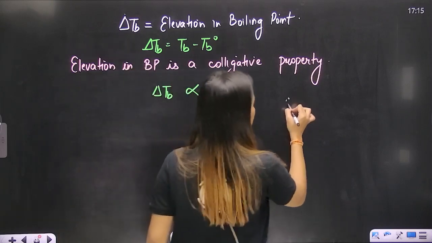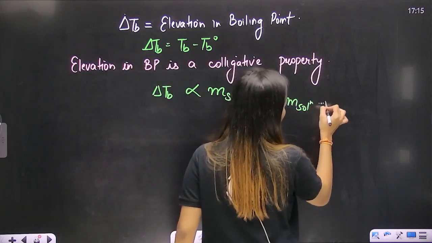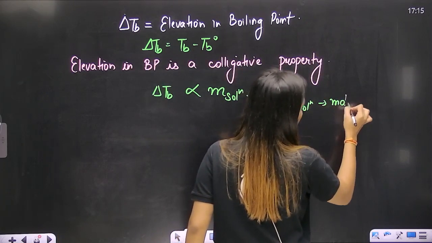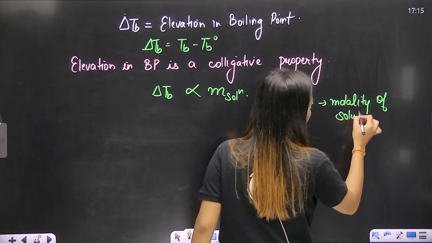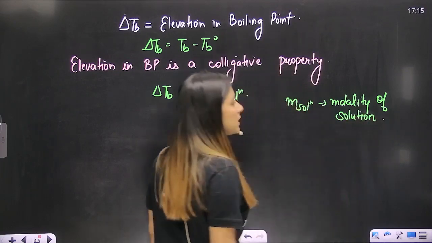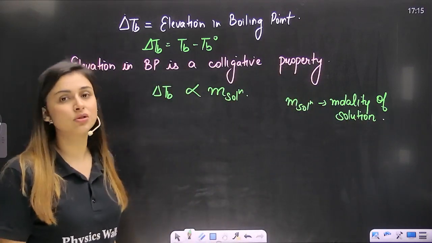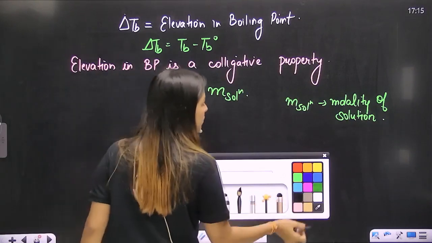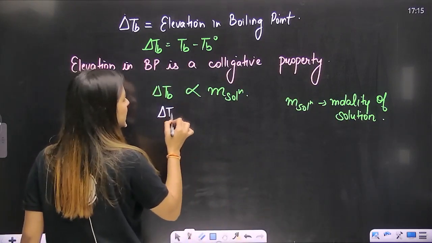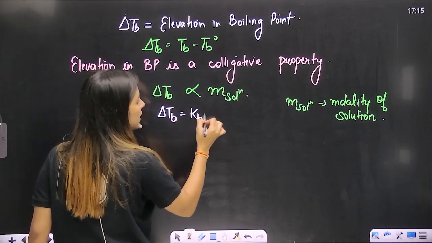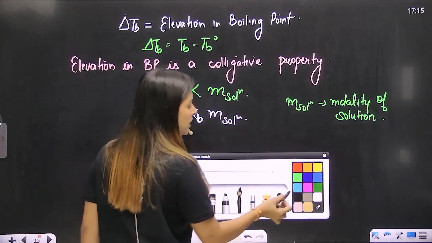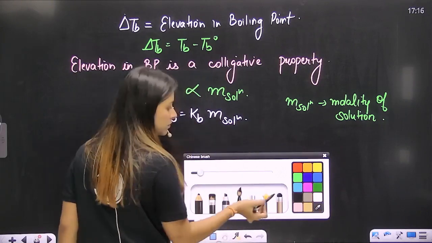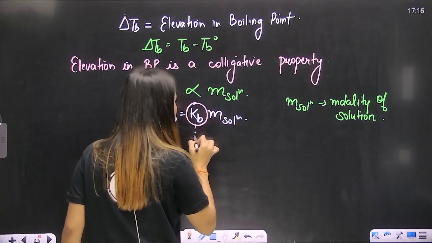So I can say that what is m of solution? This is the molality of solution. I think this is clear with you. Now, my dear students, when we remove this proportionality, then delta TB comes out to be KB into molality of the solution. Now, what is this KB, my dear students?